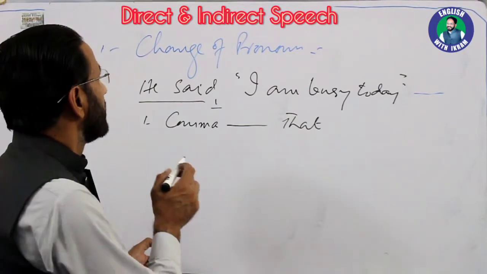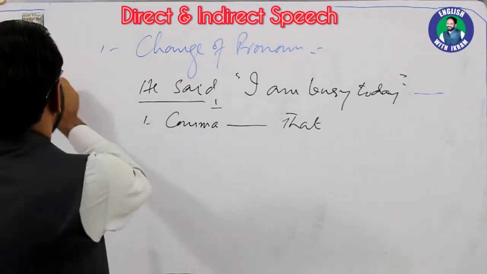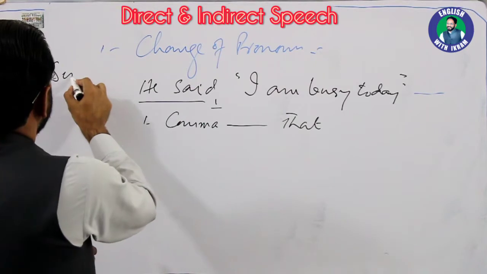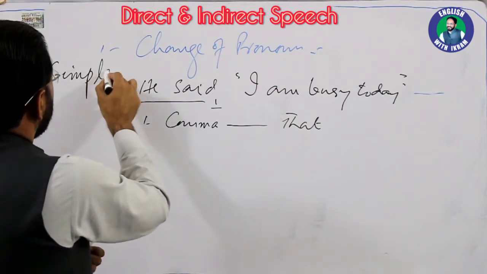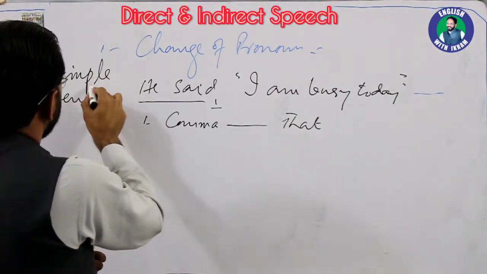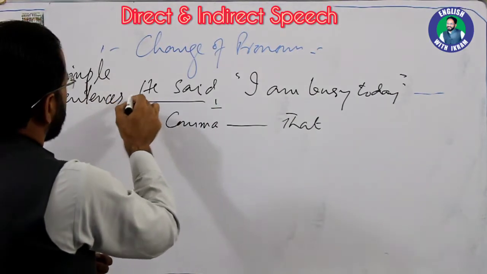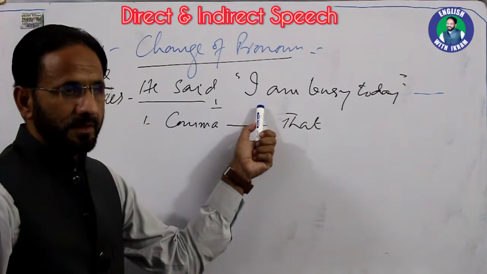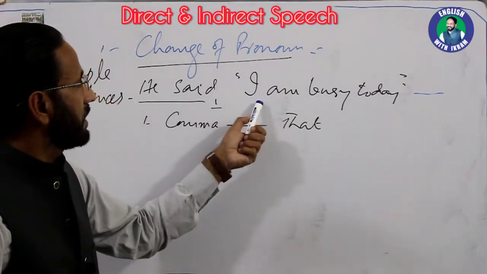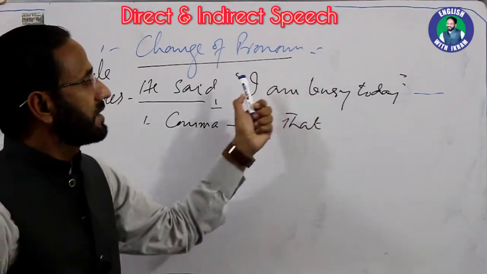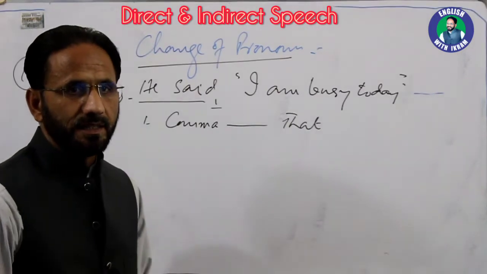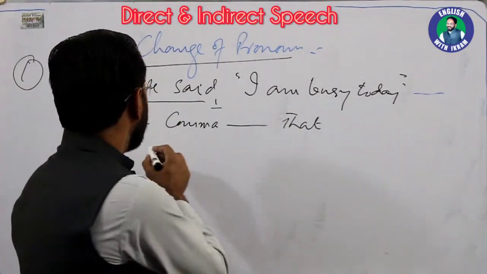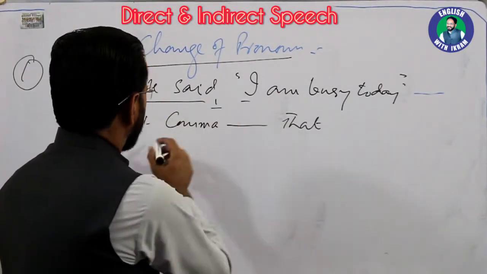I am talking about simple sentences. The first kind of sentences, simple sentences. Today, I will discuss only simple sentences. Then, how do we change pronoun? यहाँ से यहाँ तक पहुँचे, आपके ये inverted commas हट जाते हैं. और how do we change pronoun?